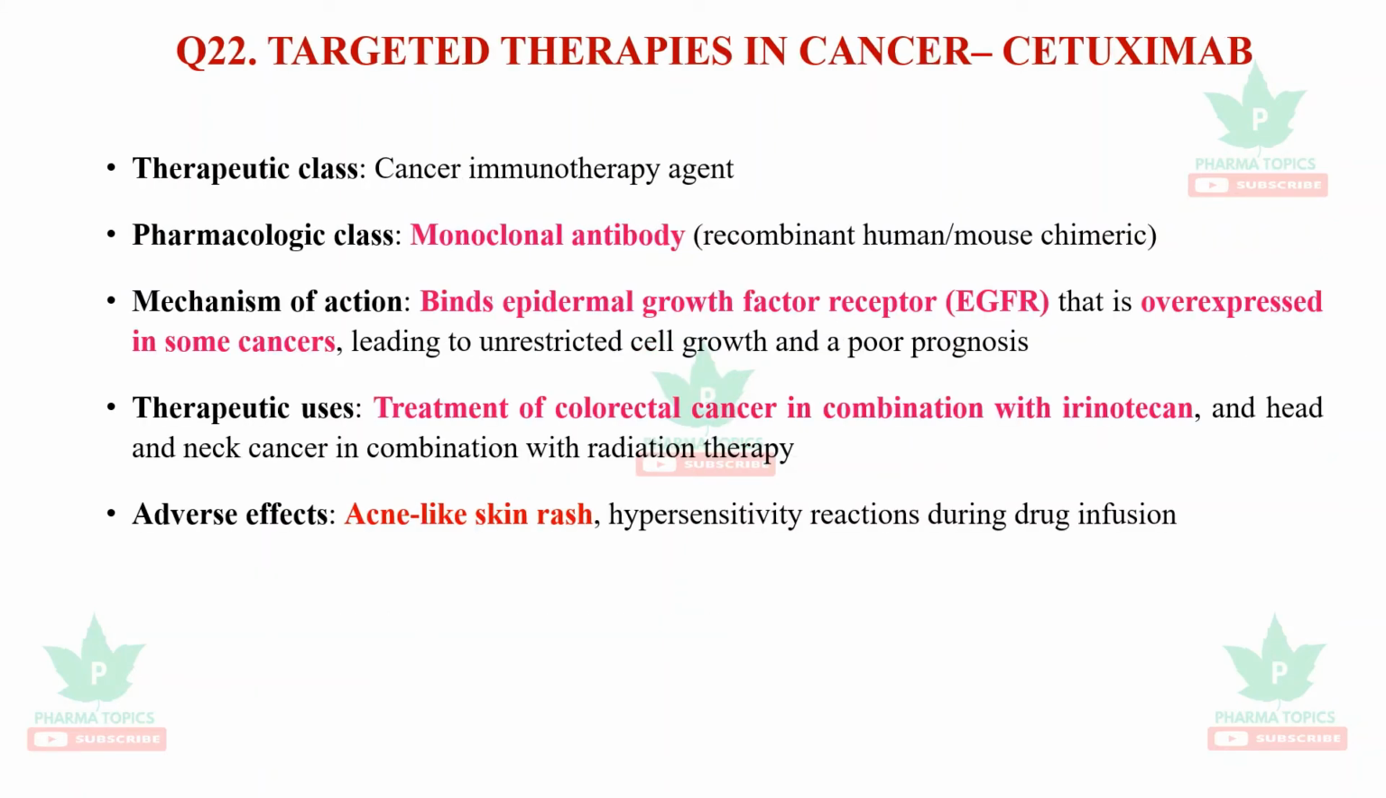Question number 22. These are targeted therapies. Cetuximab, it is a monoclonal antibody. It binds to EGFR, that is epidermal growth factor receptor, which is essential for cell division.